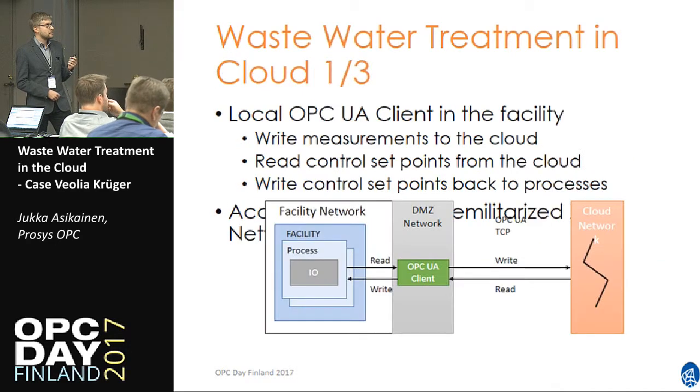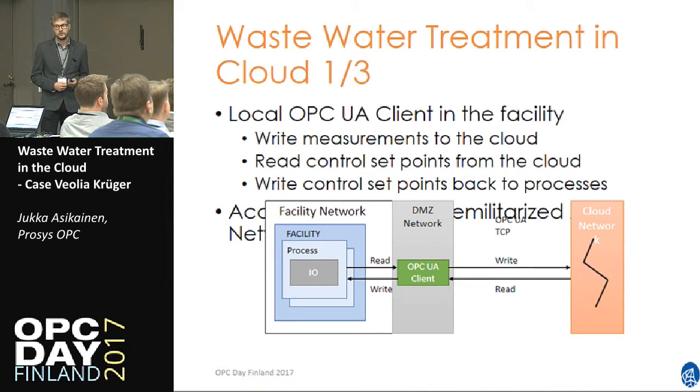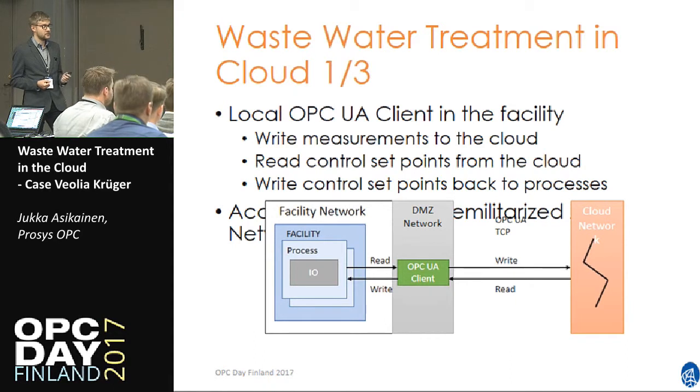Next, I'm going to go through the cloud architecture in small increments, which we used in this case. The architecture which we chose was so that the OPC UA clients are in the facilities and in the facility networks. And those OPC UA clients access the cloud network. So their responsibility is to collect all those measurements and write them to the cloud, and then read the set point values from the cloud and then set them back to the processes. And in this setup, only the OPC UA client is exposed to the public. So that is the only link to outside networks, and the facility network has no access to outside networks.